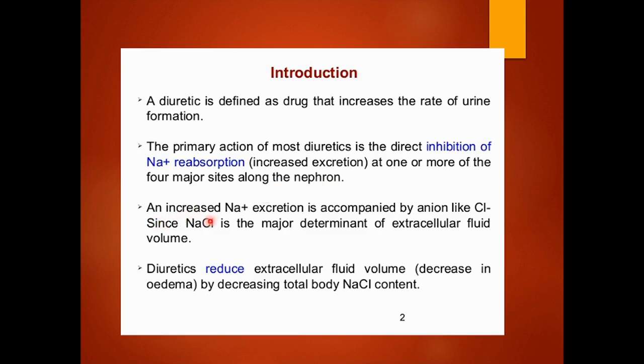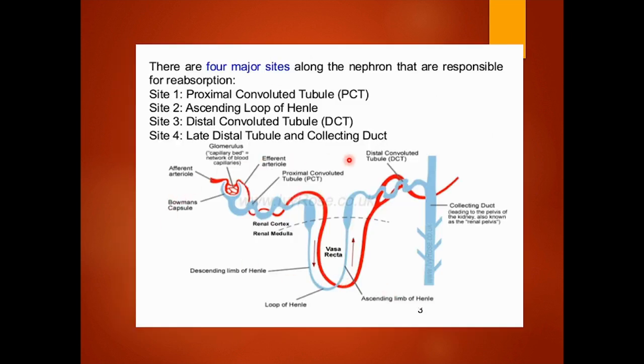An increase in sodium excretion is accompanied by increased excretion of anions like chloride ion. Diuretics reduce extracellular fluid volume by decreasing total body sodium chloride content. So this is the diagram of a nephron. There are four major sites along the nephron that are responsible for reabsorption.